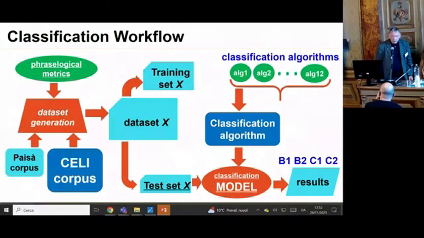This is the workflow we have considered in our experimentation. We have considered different aspects of phraseological metrics, as I will explain immediately. We have used the CELI corpus to generate a data set, and the PAISA corpus, as Giulio kindly mentioned before, to extract the statistical figures to generate the phraseological metrics. Then, for each phraseological aspect we have considered, we have generated the data set, split it into training and test set, experimented with about 12 classification algorithms, and analyzed the results.